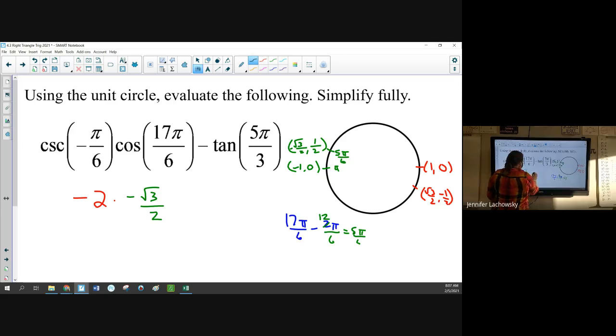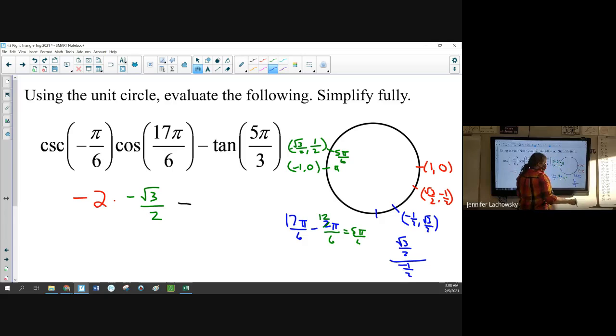Minus, now I need tangent of 5 pi over 3. So 5 pi over 3, right here, yeah? So if that one is square root of 3 over 2, and then negative 1/2, then this is negative 1/2, positive square root of 3 over 2. Cool? How do you find tangent? Sine over cosine. Now, so that means positive square root of 3 over 2 over negative 1/2. Do I have to work it all the way out like that though? Or do we know a shortcut?